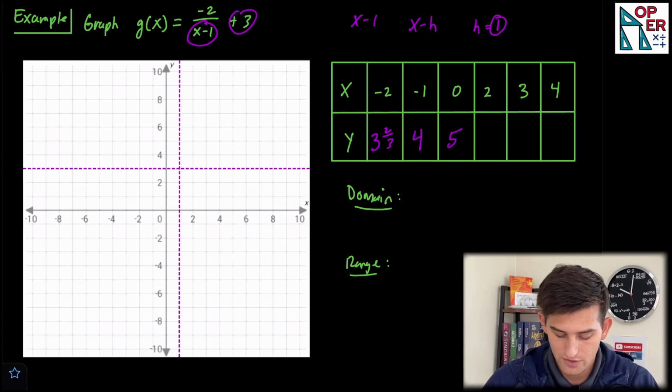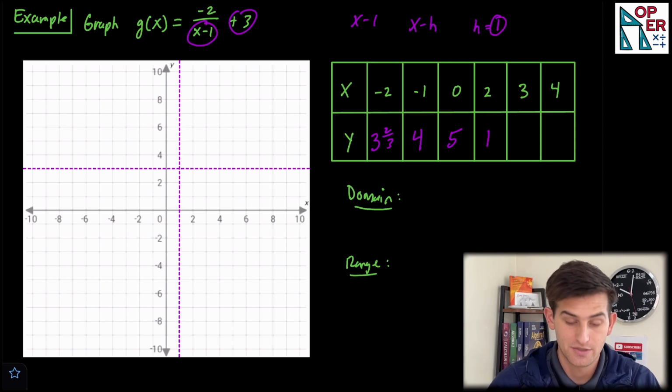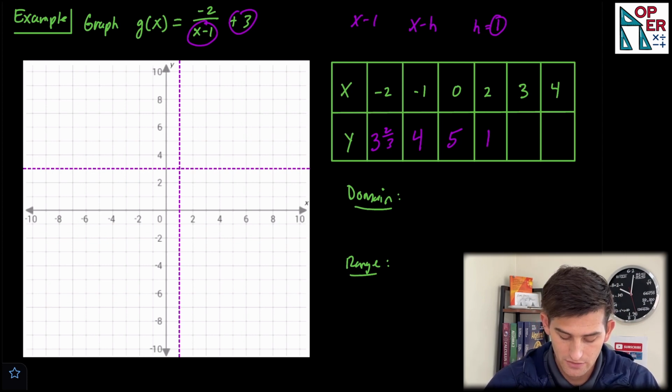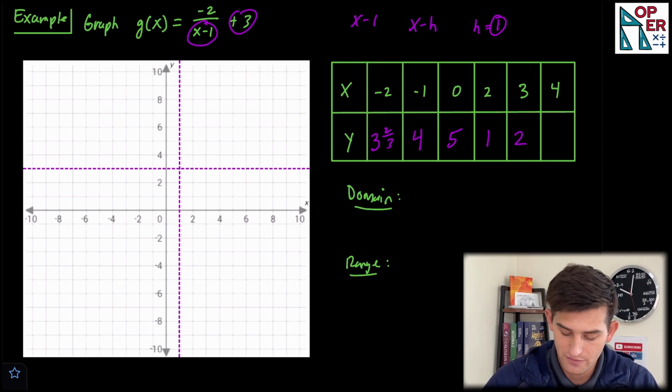Now we do 2 minus 1, which would be 1. Negative 2 over 1 is negative 2. Negative 2 plus 3 would give us a 1. 3 minus 1 would be 2. Negative 2 over 2 would be negative 1. And negative 1 plus 3 would be 2. 4 minus 1 would be 3. Negative 2 over 3 would be negative 2/3. Plus 3 would be 2 and 1/3.